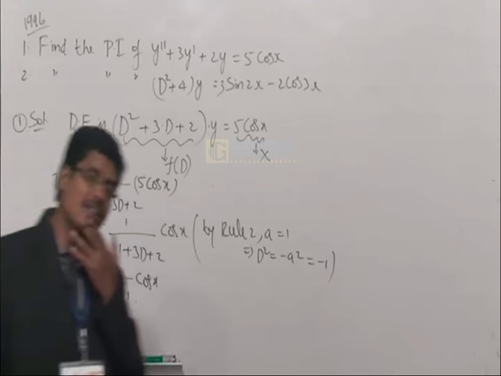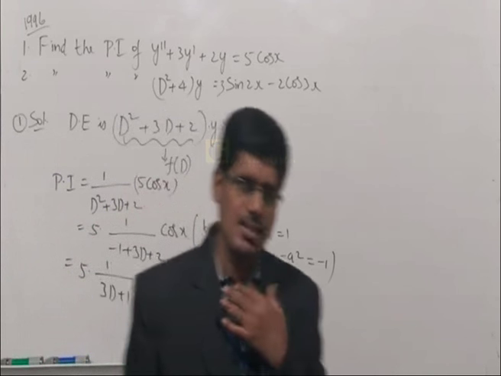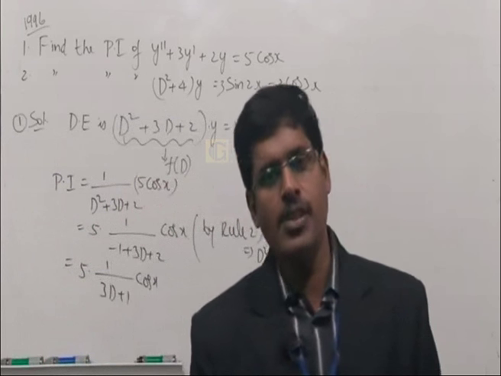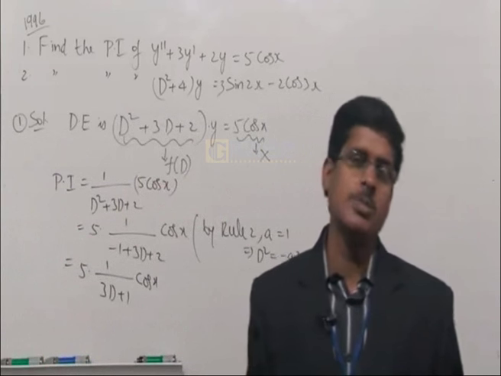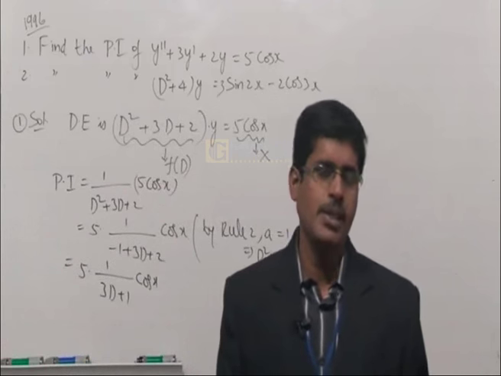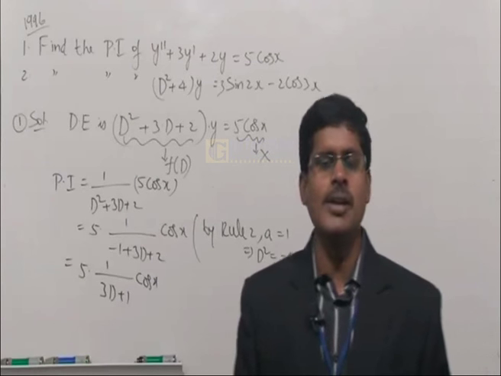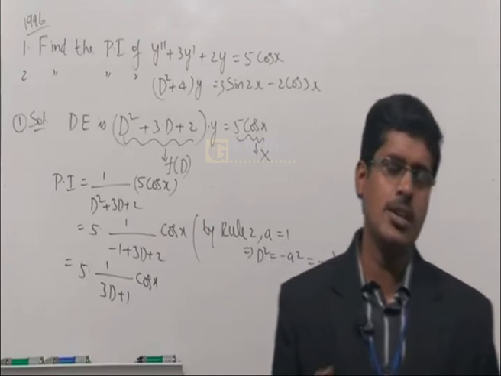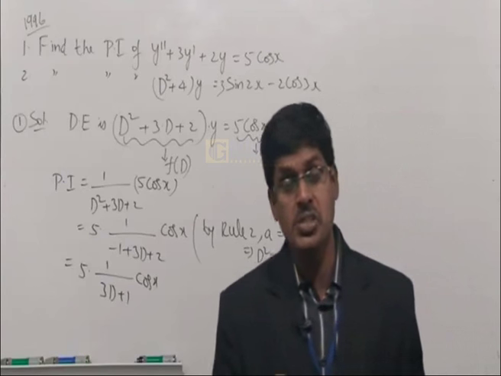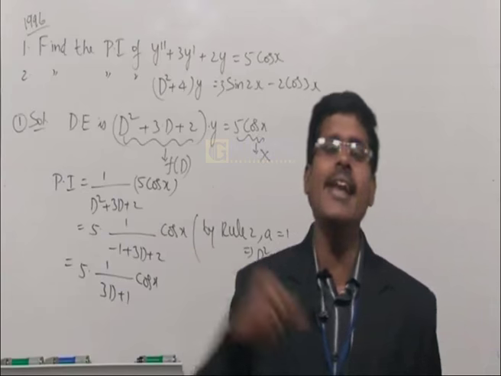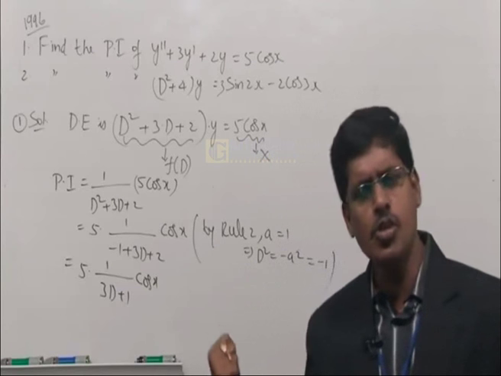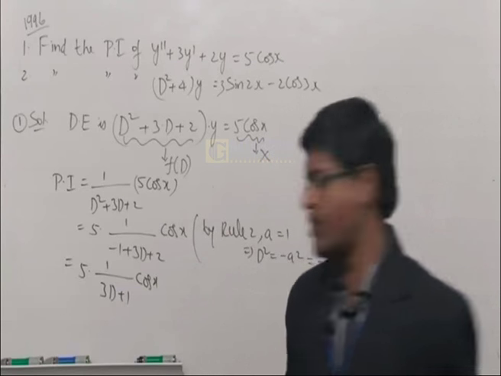What does rationalizing the denominator mean? For example, the rationalizing factor of a plus b: if a plus b is in the denominator, then you multiply a minus b in numerator and denominator. Similarly, if a minus b is in the denominator, then you multiply a plus b in numerator and denominator. So the denominator becomes a square minus b square. In such a way, you will get D square, and then again apply the procedure of rule 2, putting D square is equal to minus a square.